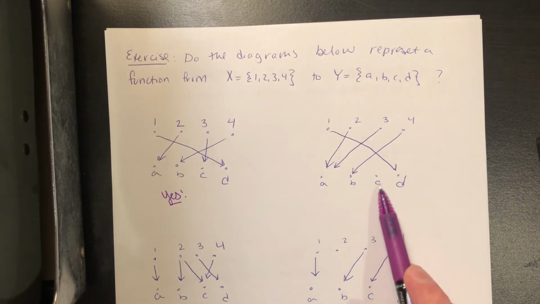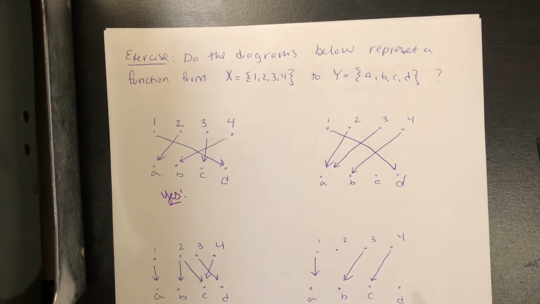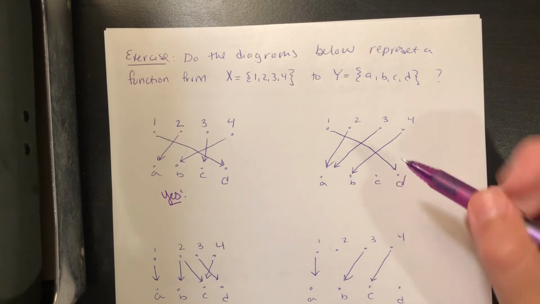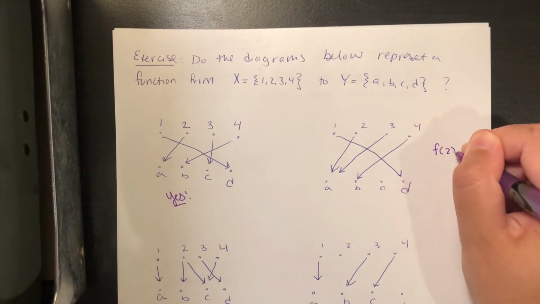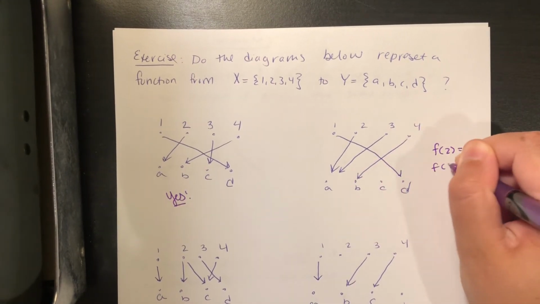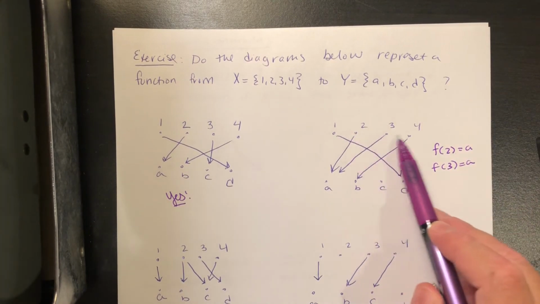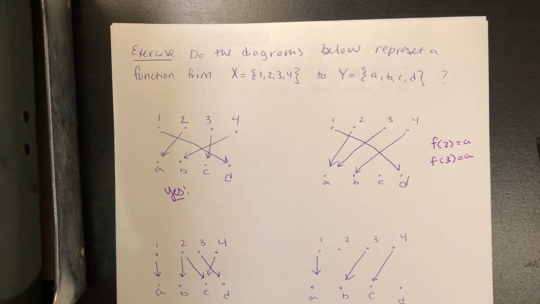So that's allowed. You're allowed to have something that's not mapped to anything. Or I'm sorry, you're allowed to have something that isn't mapped to from anything. You also might think that there could be a problem here where f of 2 is equal to A, but also f of 3 is equal to A. That's allowed. You're allowed to send different elements of the domain to the same element of the codomain.